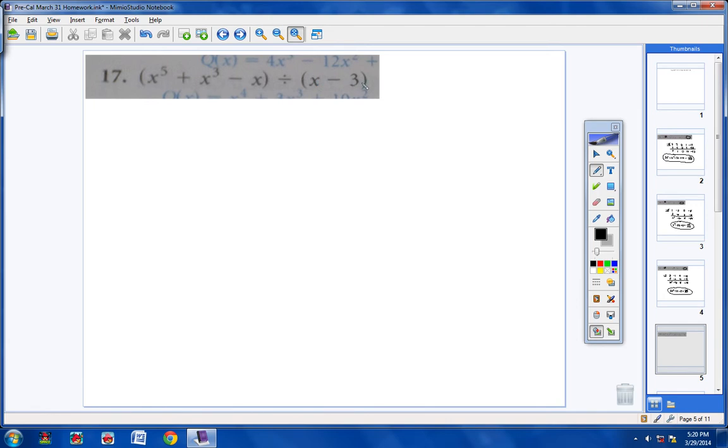Notice you have x minus 3, so I'm going to put a positive 3 inside my box here. And we're going to have to put a lot of zeros in. Your x to the fifth has a coefficient of 1. There is no x to the fourth, so I'll put a 0. X cubed has a coefficient of 1. There is no x squared, so I'm going to put a 0. Your x term has a negative 1 for a coefficient. And then notice, students, there's no constant term, so you've got to put a 0 for the constant term, okay?